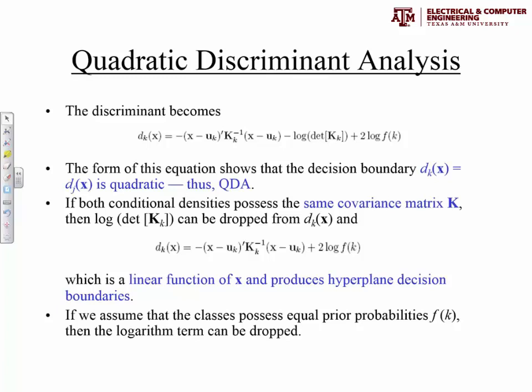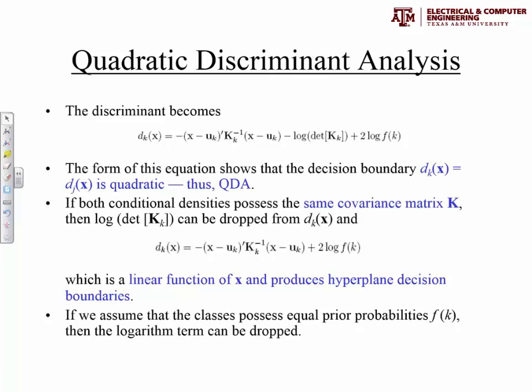This form of this equation shows that the decision boundary is when d sub k of x equals d sub j of x. That's the border. So the decision boundary is clearly quadratic because you have x transpose some matrix times x. So that's a quadratic function. That's why this is called the QDA, or the quadratic discriminant analysis. So it has some assumptions, like you are assuming that it's normal.